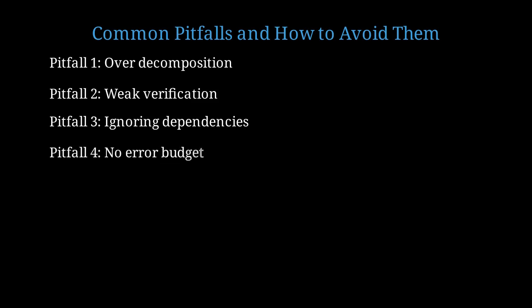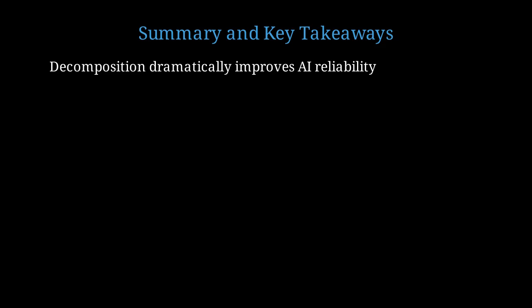Pitfall 4. No error budget. Know your acceptable error rate. Different applications have different tolerance. Medical diagnosis needs higher accuracy than movie recommendations. Let me summarize the key takeaways from this lecture. Decomposition dramatically improves AI reliability by reducing error propagation. And 95% per step accuracy compounds poorly over 20 steps, but well over 5 steps with retry.